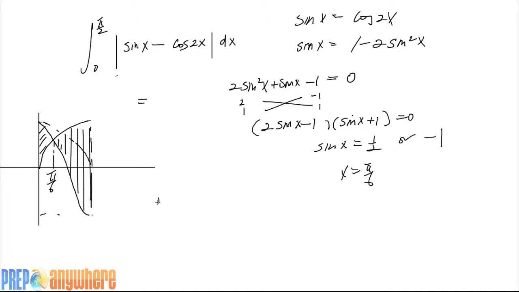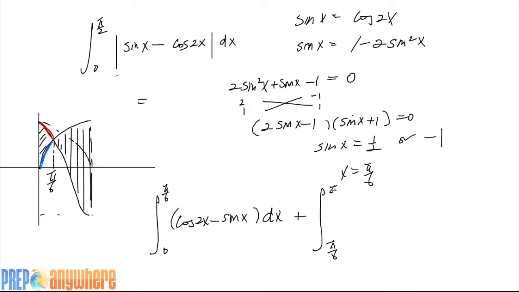So now this question becomes integration from 0 to pi over 6, where they intersect. Up to there, you can see that the cosine curve is on the top and the sine curve is on the bottom. So you're going to put cosine of 2x minus sine of x without the absolute value. From pi over 6 to pi over 2, it's the other way around. What am I saying? Sine is on top. Sine of x minus cosine of 2x.